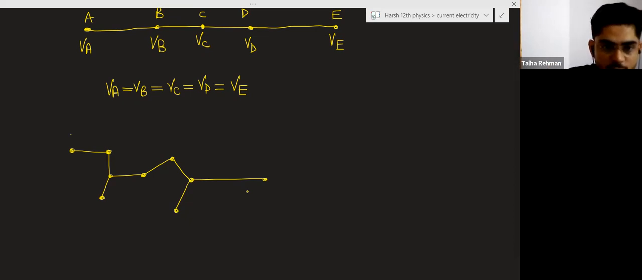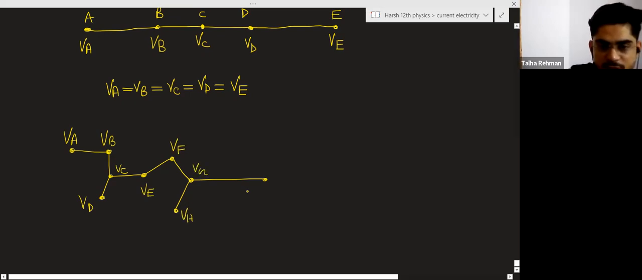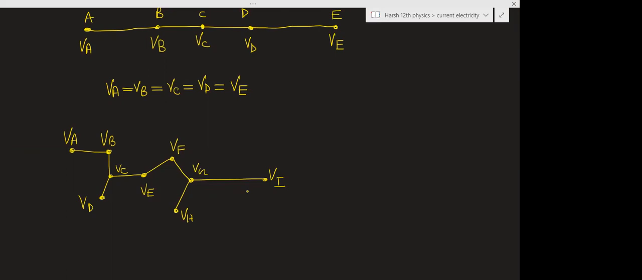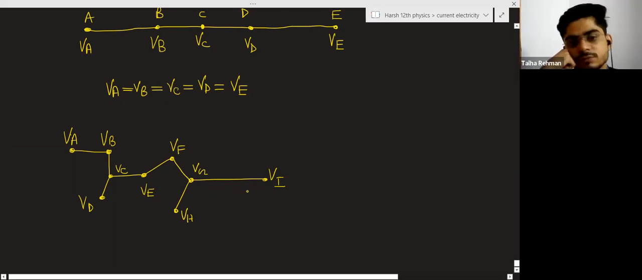At these points the voltages are VA, VB, VC, VD, VE, VF, VG, VH, VI. Will all the voltages be the same or different? Harsh, what will you say? It will be different, sir. Why? Because there is branching, sir. No, branching is valid only for current.